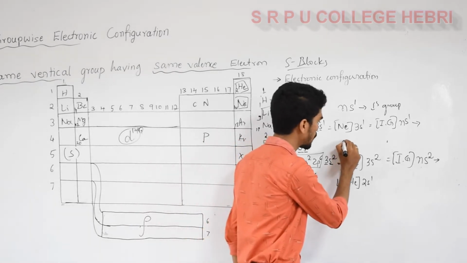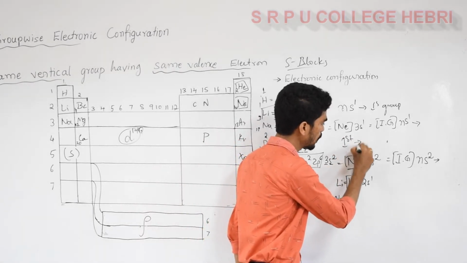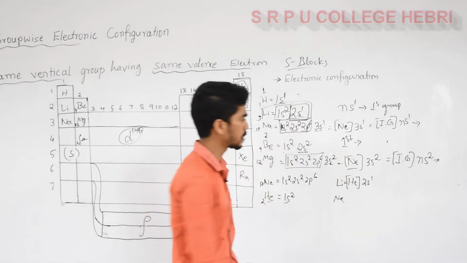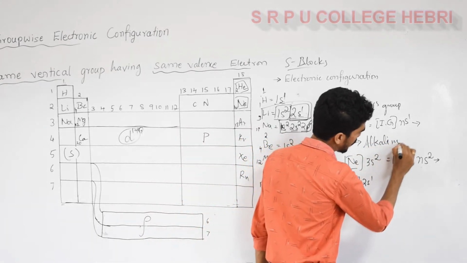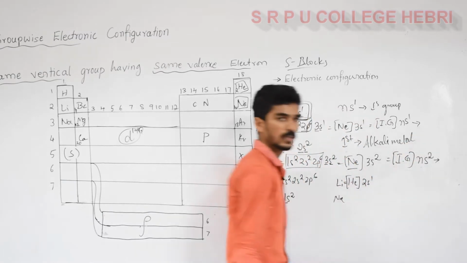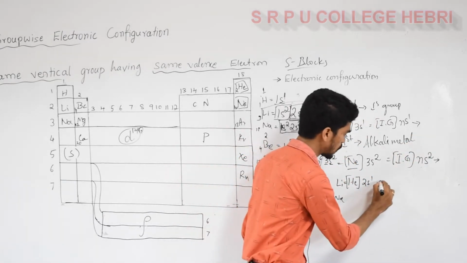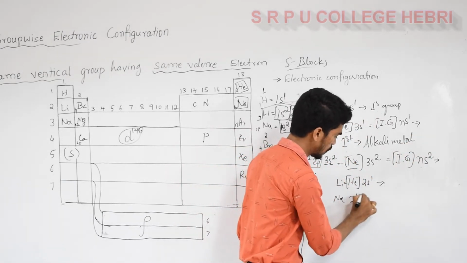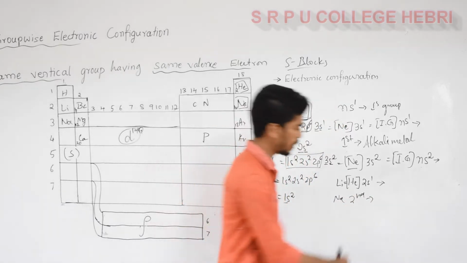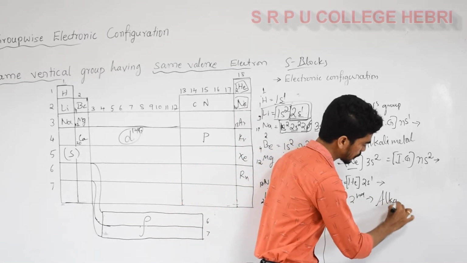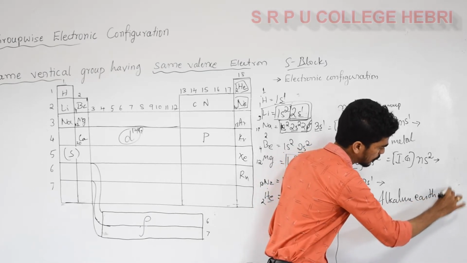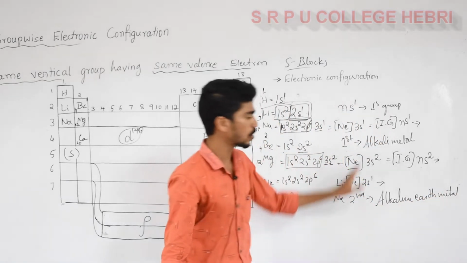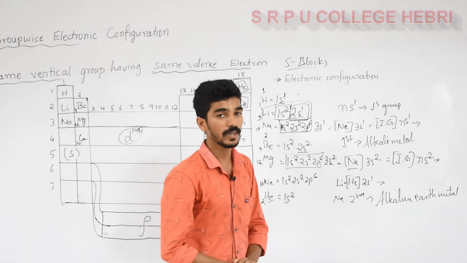These two groups have particular names. The first group is named alkali metals, and the second group is called alkaline earth metals. Why is it called alkali metals? Why is it called alkaline earth metal?